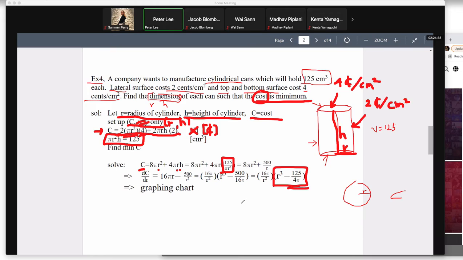Can you factor this? Yes, we can. This is going to be r minus, and then what? Cube root of 125 over 4 pi. And then what is this other guy here? Do you know anything about this other factor here? What do you need to know about this other factor?